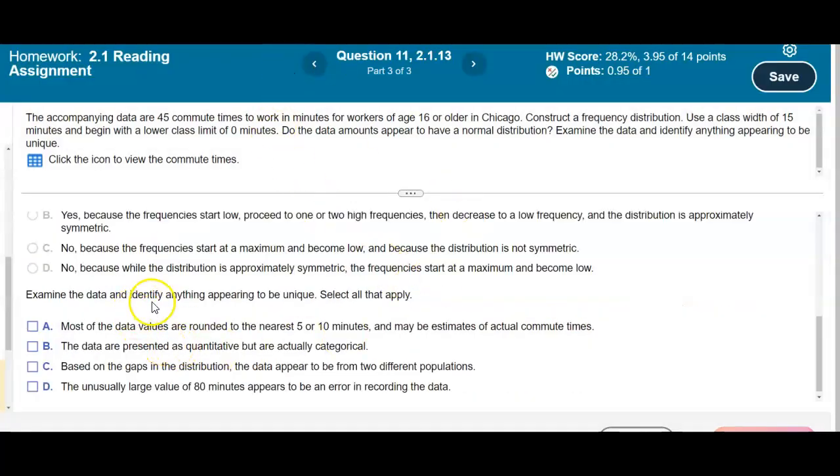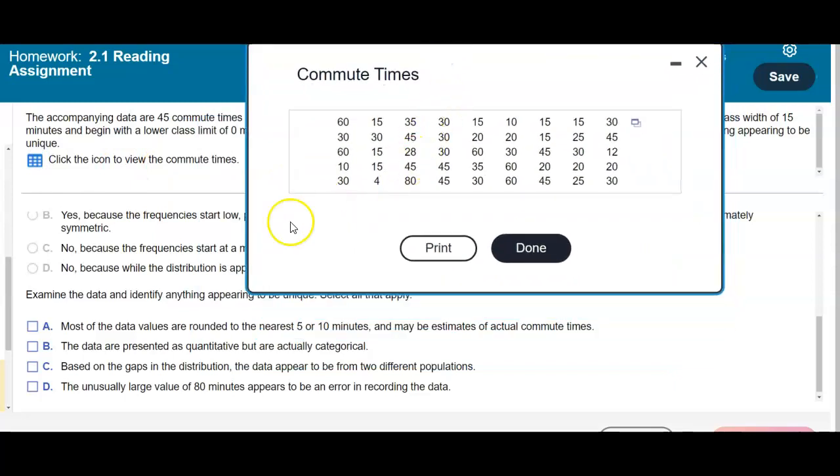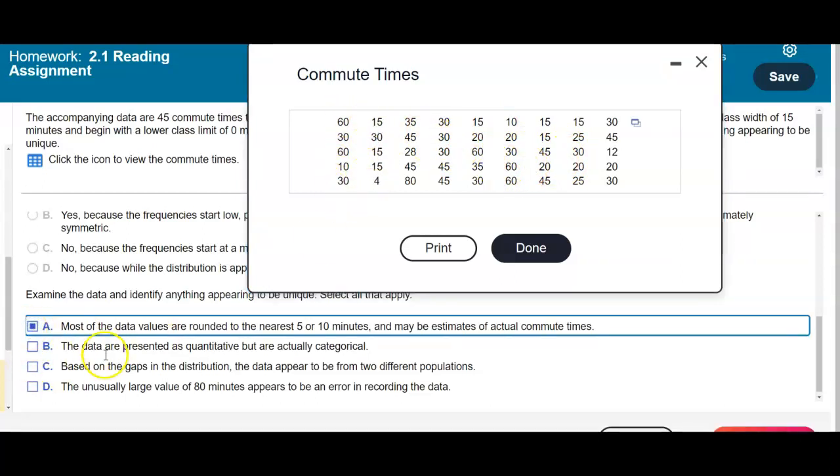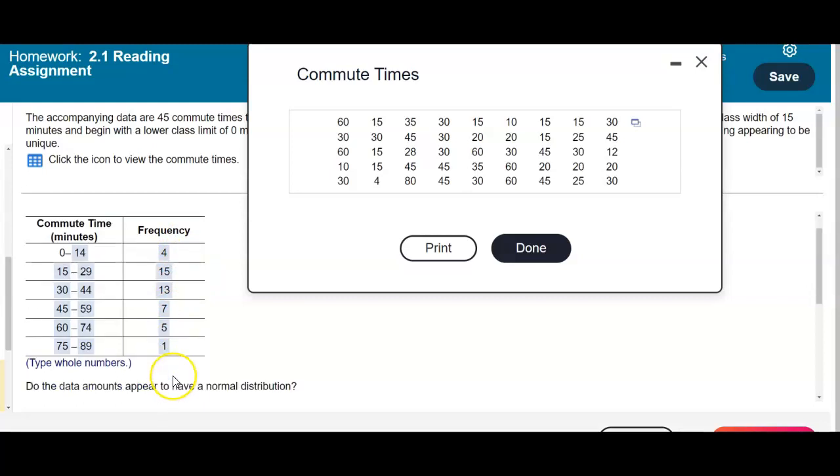Now it says, examine the data and identify anything appearing to be unique and select all that apply. Okay, it says, most of the data values are rounded to the nearest 5 or 10 minutes and may be estimates of actual commute times. Well, that's possible because they are ending in 0 or 5, so we can go ahead and click that. The data are presented as quantitative, but are actually categorical. That's not true because these are numbers, they're numerical measures. Based on the gaps in the distribution, the data appear to be from two different populations. We don't have any gaps in here. There aren't zeros, so there's no gaps.